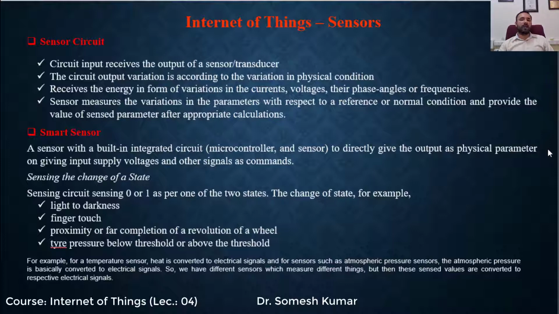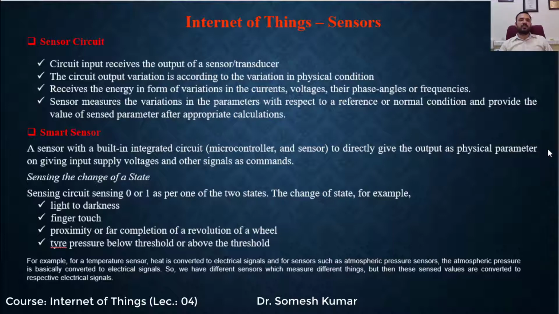Fine, that combined IC is called the smart sensor, or the readily available sensor. So basically, a sensor senses the change of state. Sometimes sensors give the output in the form of two states, that is zero or one. Sometimes this zero can be treated as the off state and one can be treated as the on state.